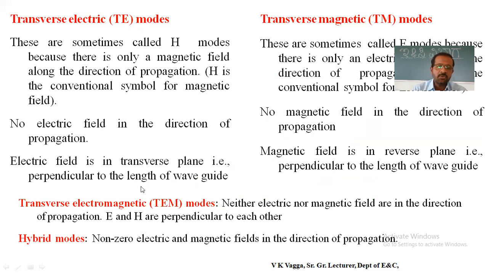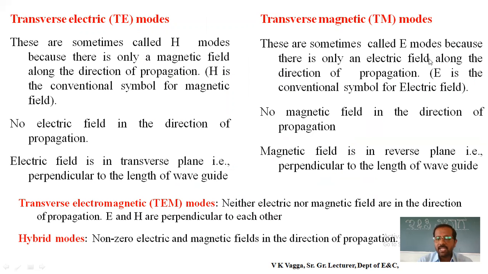Okay. So the important point to be remembered is, the magnetic field is along the direction of the propagation, and the electric field is perpendicular to the length of the waveguide, and that is called the TE mode. And if you take the TM mode, it is exactly opposite. In this case, you can observe the electric field, the E lines, are along the direction of the propagation.